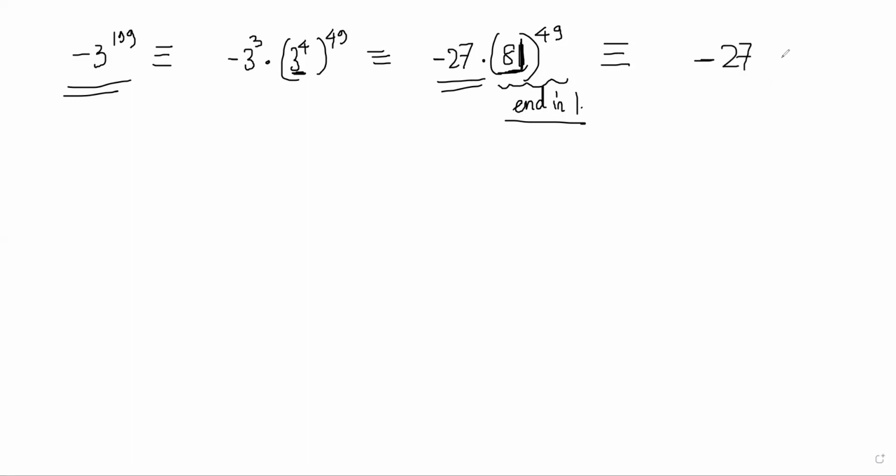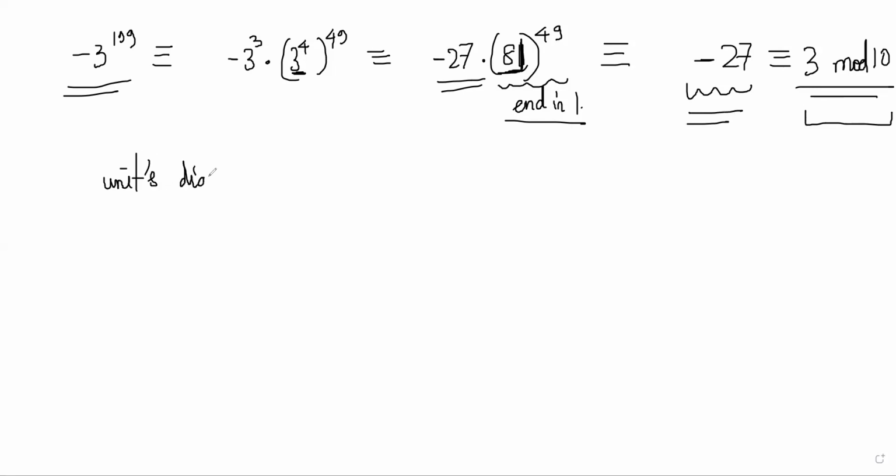And minus 27 is equivalent to basically 3 mod 10, right? It's like saying if something is minus 27 mod 10, basically what you are saying is you have say 100 and you subtract 27. So that will become 73, right? So we can say minus 27 is 3 mod 10. So the units digit of minus 3^199 is 3 because 27 is actually subtracted.